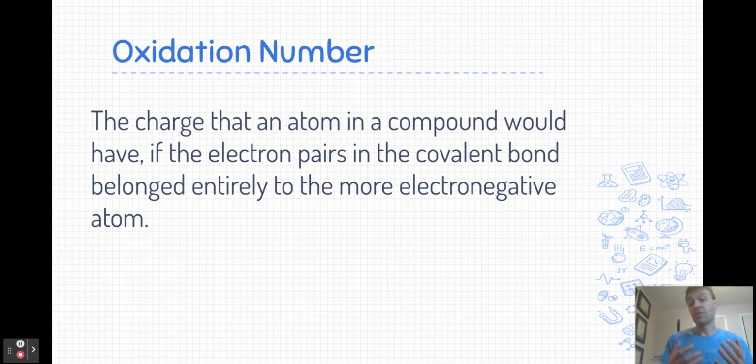The definition for an oxidation number is this. It's a charge that an atom would have if the electron pairs in a covalent bond belonged entirely to the more electronegative atom. In earlier grades, you may have used oxidation numbers that were listed on the periodic table as a way of determining ionic charge. And on some level, those numbers can be used interchangeably. But more formally, it's simply a way of keeping track of electrons.